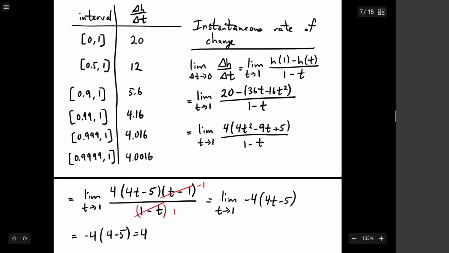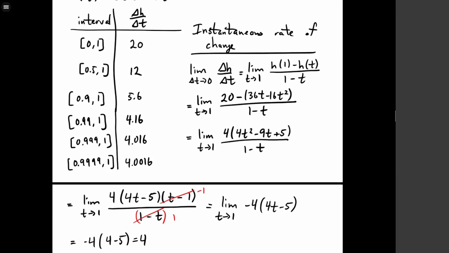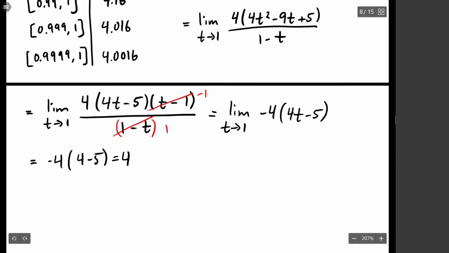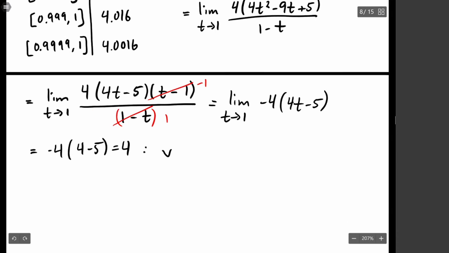If you remember from when we did this problem before, we looked at these numbers and said, okay, they're trending toward 4. Here, we actually verify that it's trending toward 4. So this instantaneous rate of change that we computed here, this is what we call the velocity. So when you have a position function, the instantaneous rate of change is the velocity.